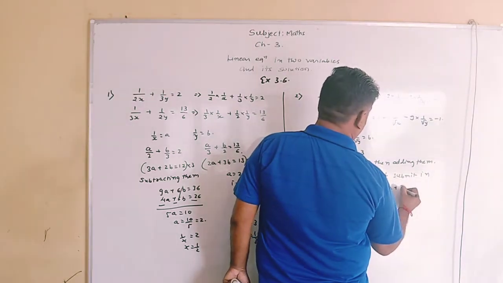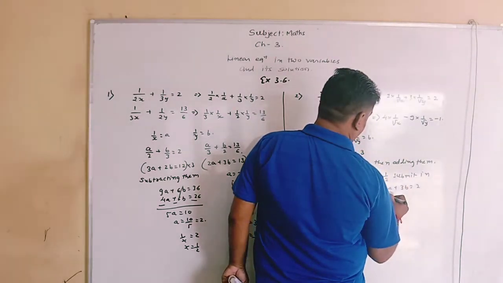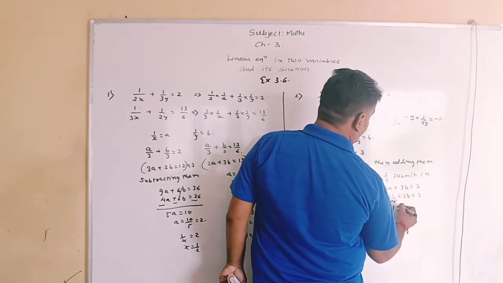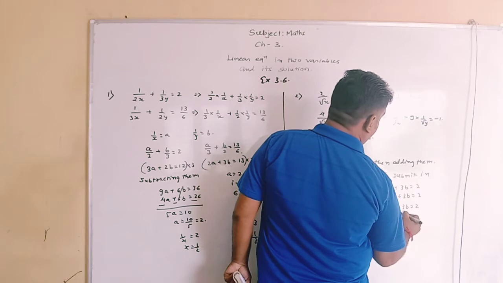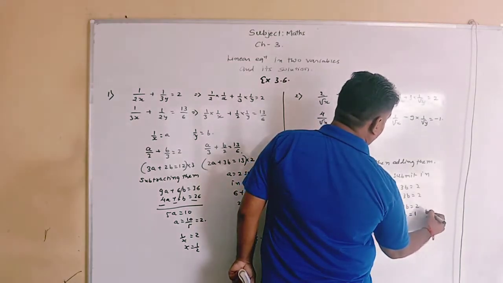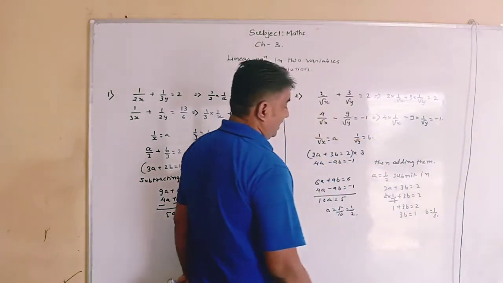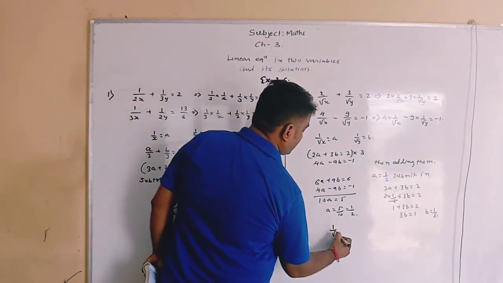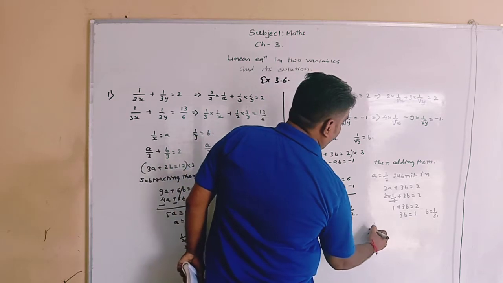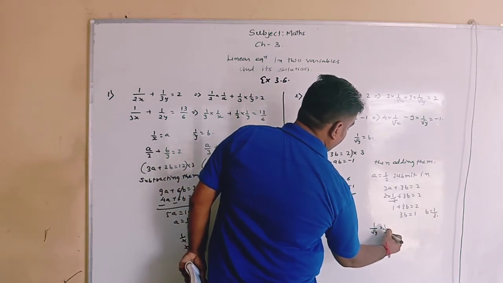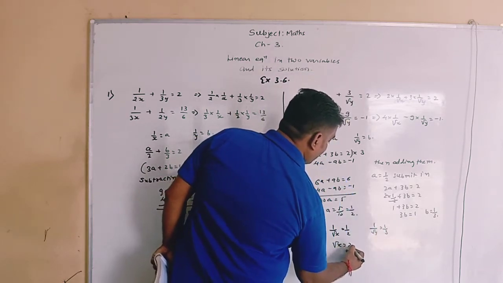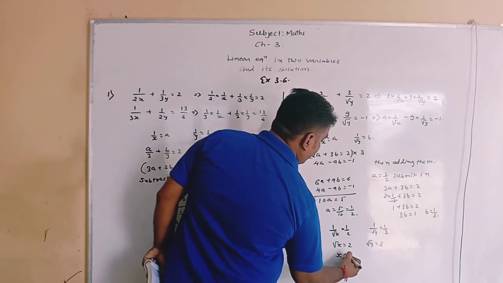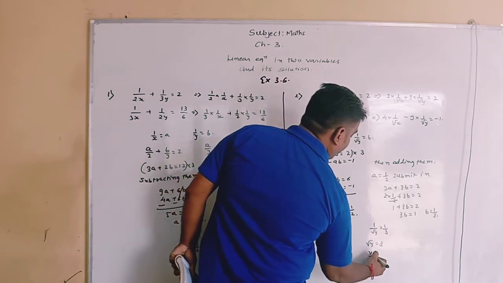In 2a plus 3b equals 2, we get 2 into 1 by 2 plus 3b equals 2, so 2 cancels, so 1 plus 3b equals 2. So 3b equals 1, so b equals 1 by 3. Now a equals 1 by 2, b equals 1 by 3, so 1 by root x equals 1 by 2, 1 by root y equals 1 by 3. So root x equals 2, root y equals 3. So to remove the root, we square it, so x equals 4, y equals 9.